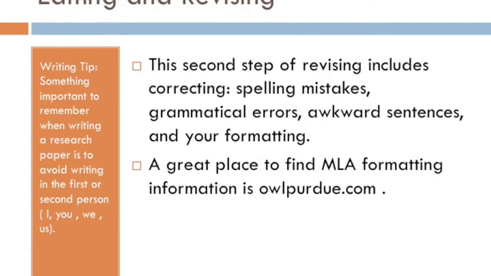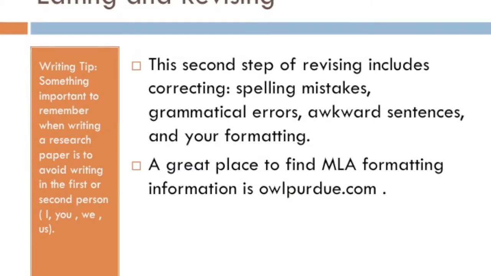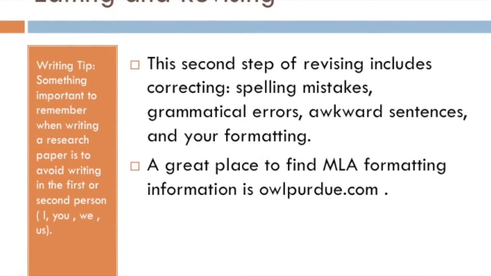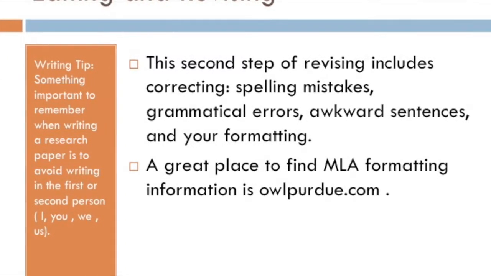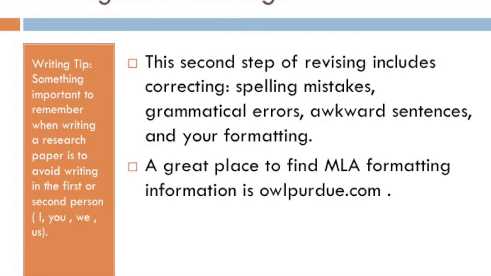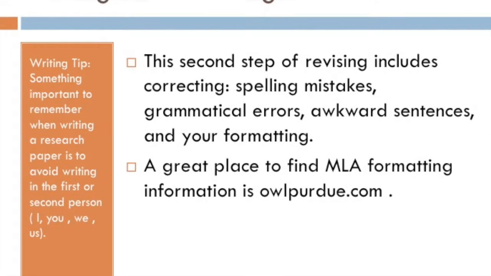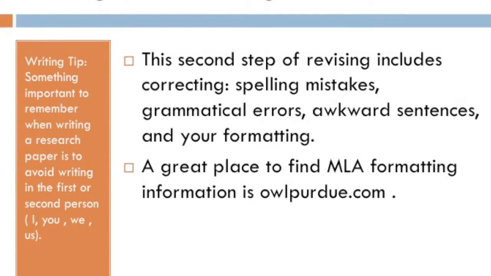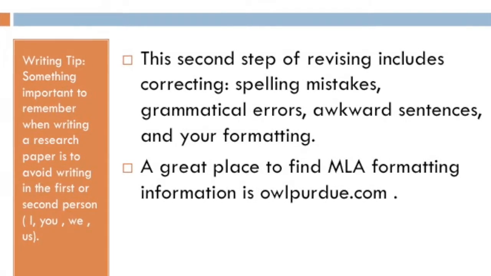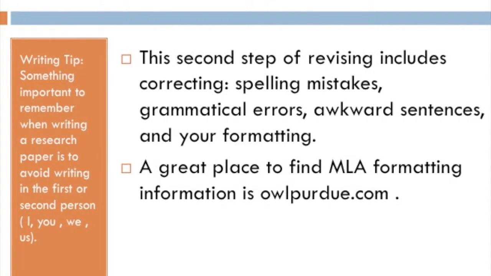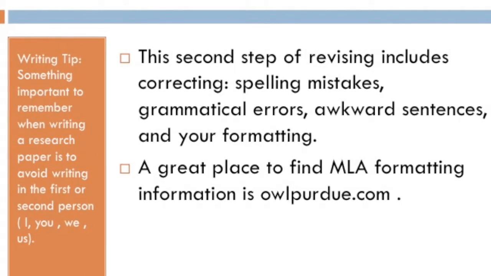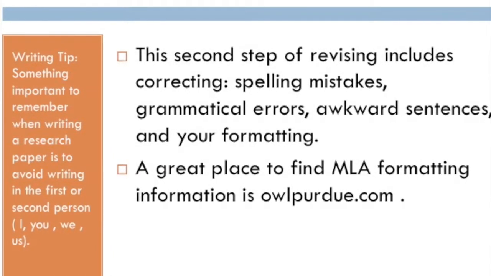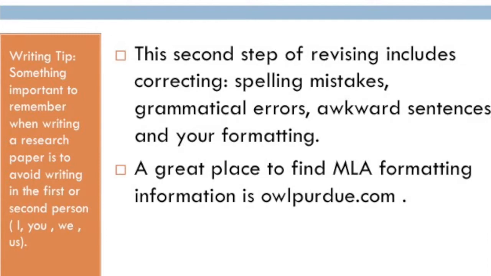The second step of revising your paper includes correcting spelling mistakes, grammatical errors, and awkward sentences, but also your formatting. Something important to remember when writing a research paper is to avoid writing in the first or second person. So avoid using words like I, you, we, us, and write using words like he, she, they. A great place to find MLA formatting information for your paper is OWL Purdue.